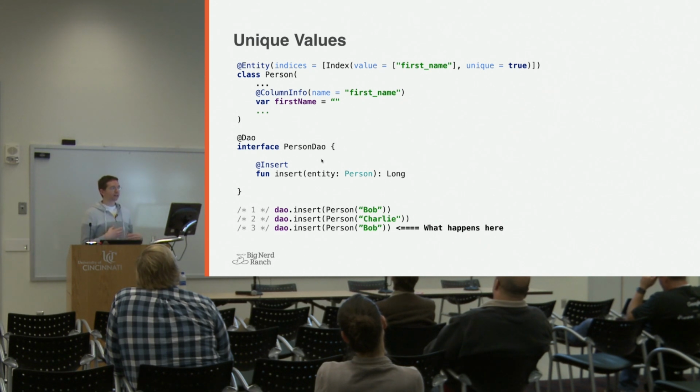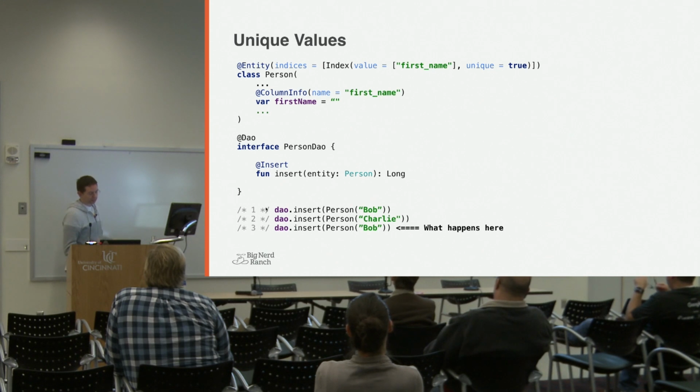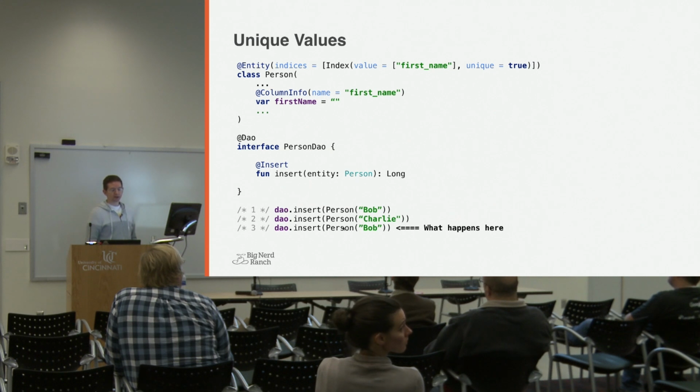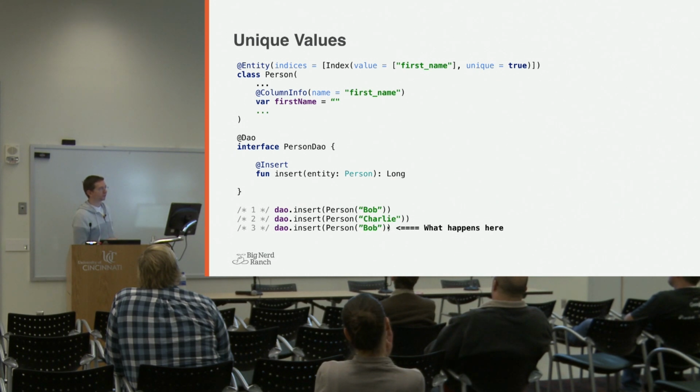Then let's say I had a DAO method for insert, and for this experiment, let's just say that the database is empty before we run it, and I'm going to insert these 3 rows, or attempt to, at least. So I put in the first one, so we have a Bob in the database, and their ID is 1. I put in the second one, we have a Charlie in the database, their ID is 2. What do you think is going to happen when I try to put in another Bob with their ID 3?